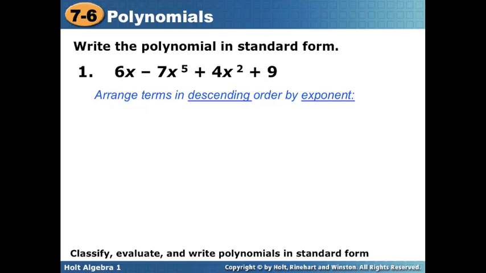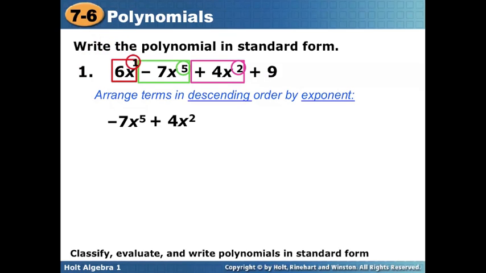Descending means to go down, like if you're descending on an elevator. So we'll start with the highest exponent, x to the 5th. You will take the entire term, the negative 7x to the 5th, and write it first. So to continue working in descending order, our next term will be the positive 4x squared. Our next one will be the 6x.